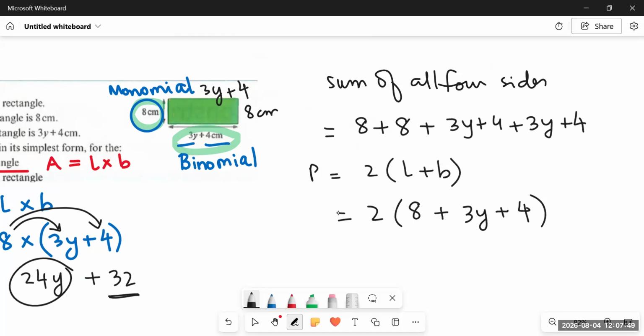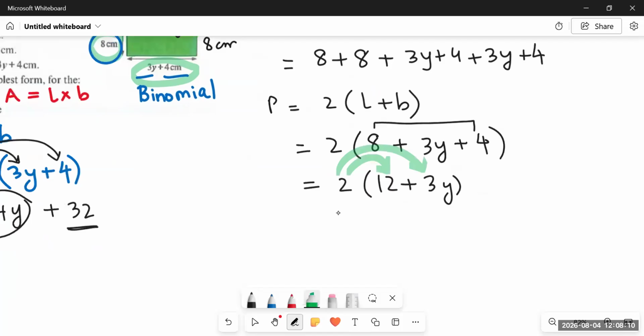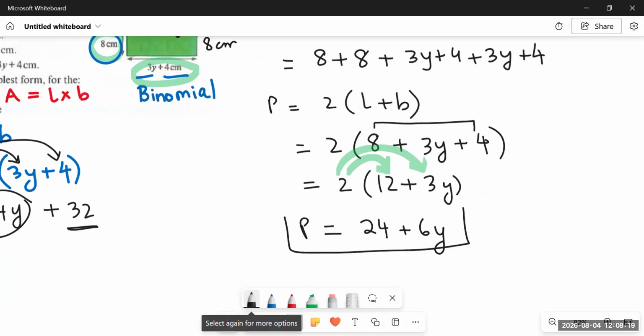For the area, it's length multiplied by breadth. For perimeter, it is 2 into length plus breadth. Okay. So this time we will combine the like terms. That's 8 plus 4, which is 12. And then we have 12 plus 3y inside the bracket. So we will apply the distributive law. 2 multiplied by 12 and 2 multiplied by 3y, which is 24 plus 6y. And this is the perimeter for this rectangle.